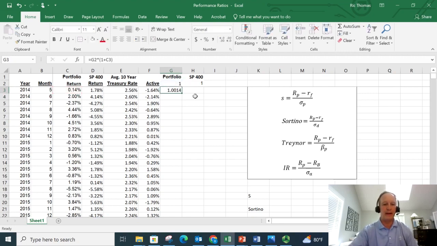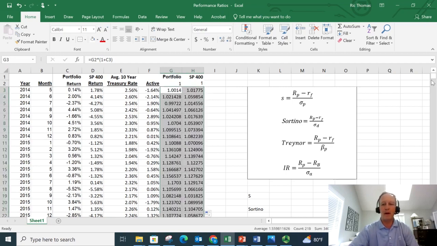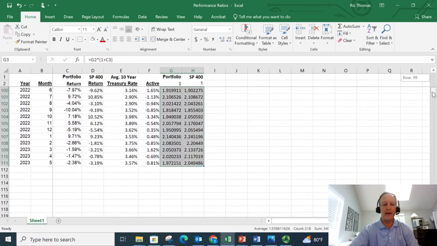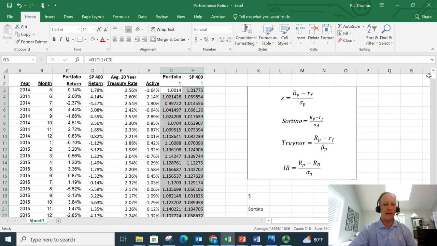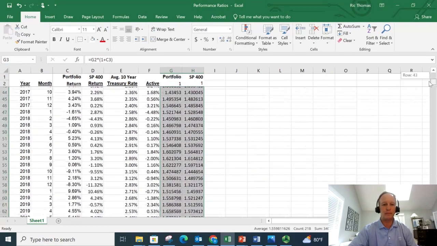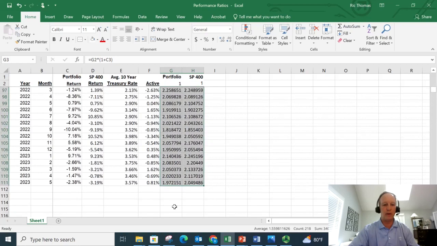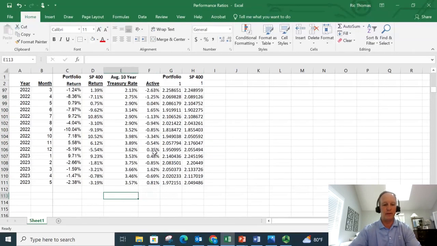Okay. I hit enter there, and then I can drag that over and get the same calculation for the S&P 400. And you can see after the first month, I would have earned 1.7 pennies on the S&P 400. So my investment would have grown to 1.01 and change. Okay. Double click that all the way down, and then you can see it grows. Okay. Now, to calculate the portfolio return, a couple things I want to do here. So let's just do annualized return.